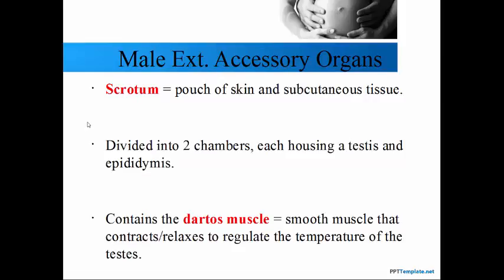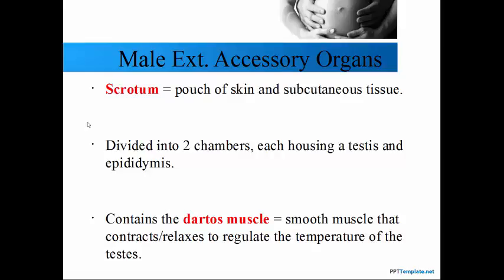We'll start first with one we've talked about briefly already, the scrotum. This is the pouch of skin and subcutaneous tissue that helps to house the testes, and also each epididymis. In this scrotum, you'll find a structure called the dartos muscle. This is a smooth muscle that will contract and relax in order to help regulate the temperature of the testes. You don't want them getting too hot. You don't want them to get too cold. That's why if the male's body is cold, the dartos muscle will contract to pull the testes closer to the body to keep them warm.